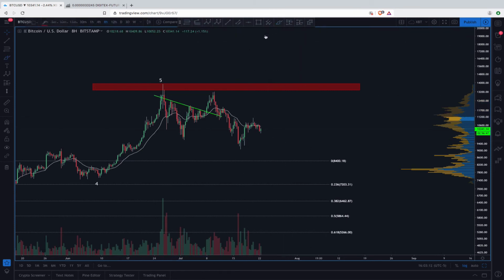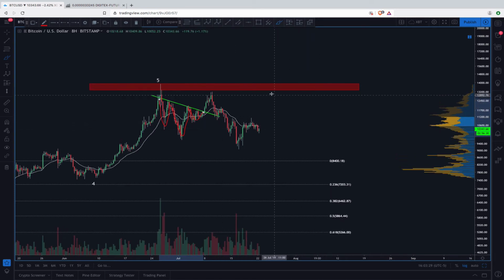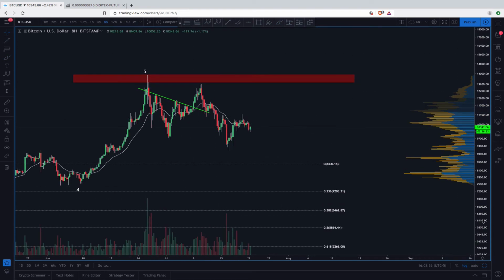So if you did not see that, that's what this was right here. It's an inverse head and shoulders, and when that broke the neckline right here, that's when I entered my long, and I closed pretty much at the top because of a couple different things. Obviously, we were approaching this 618 again.